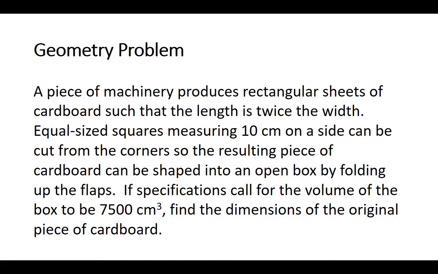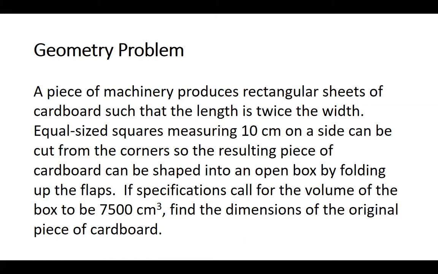Remember, the first time we just read it through and try to start understanding. Now I'm going to pull pieces out of it and start drawing. A piece of machinery produces rectangular sheets of cardboard, so first I'm going to draw my rectangular sheet of cardboard such that the length is twice the width. We have length, we have width, and the length is equal to 2 times the width. So I'm just saying L equals 2W.